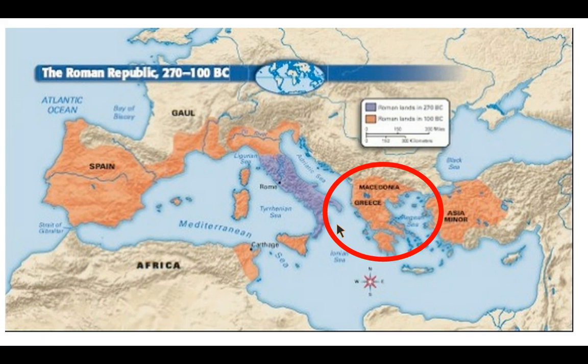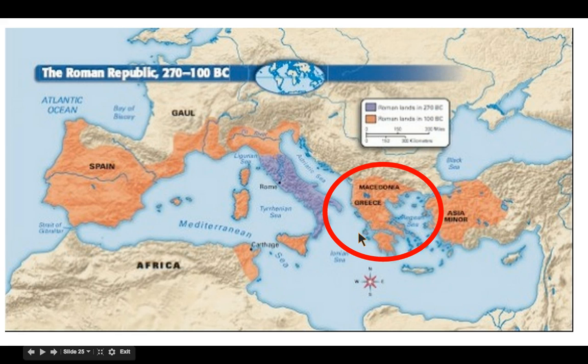Let's move on to Rome. Romans defeated the Greek Empire in 146 BC, so Greece became part of the Roman Republic. Here's Greece. You can tell from the orange shading in the key that this became part of the Roman Empire or the Roman Republic in about 100 BC.